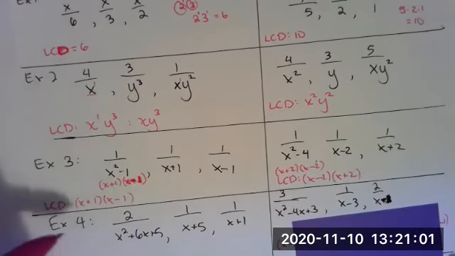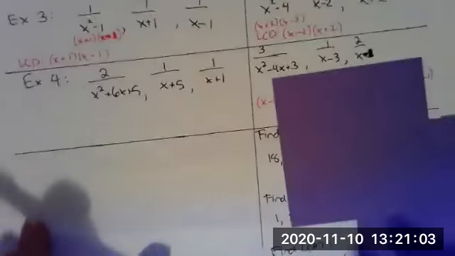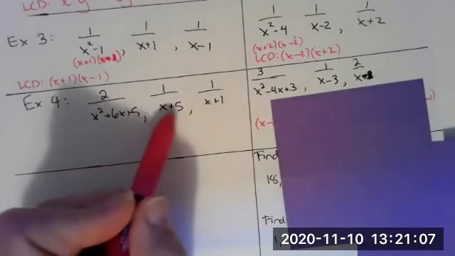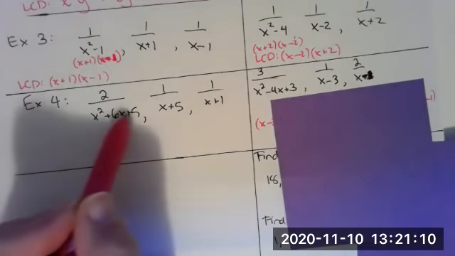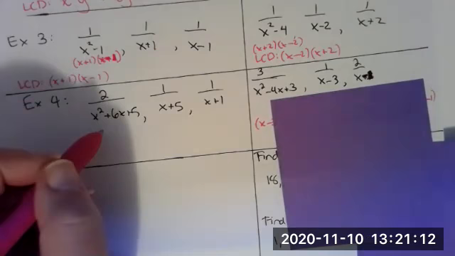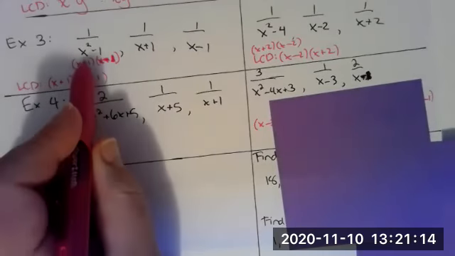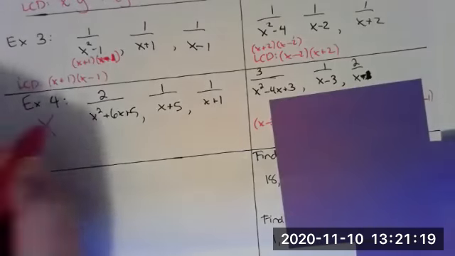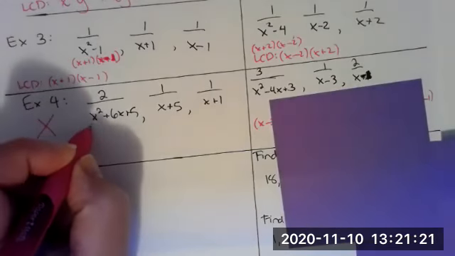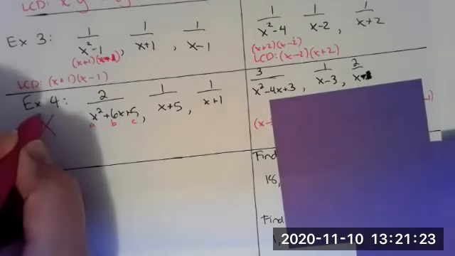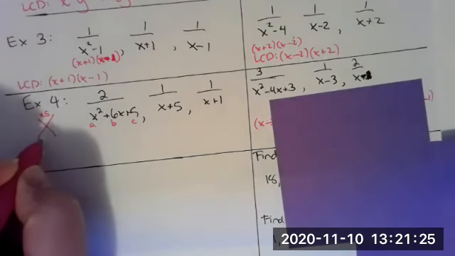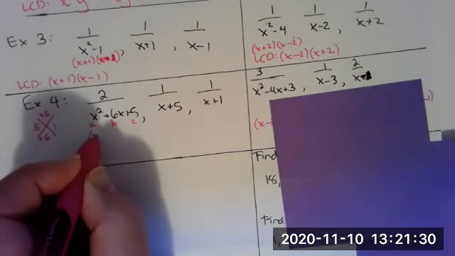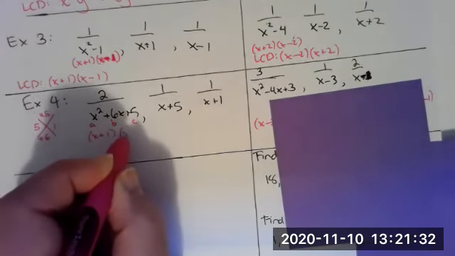Okay, example 4 is very similar. So we've got 2 over x squared plus 6x plus 5, 1 over x plus 5, 1 over x plus 1. So again, we have to factor. This is not a special case. It's not difference of perfect squares like these two were. If you need a little review on the factoring, right? This is your A is 1, your B is 6, your C is 5. What multiplies to 5 and adds to 6? It would be 5 and 1. So our factorization is x plus 5 times x plus 1.